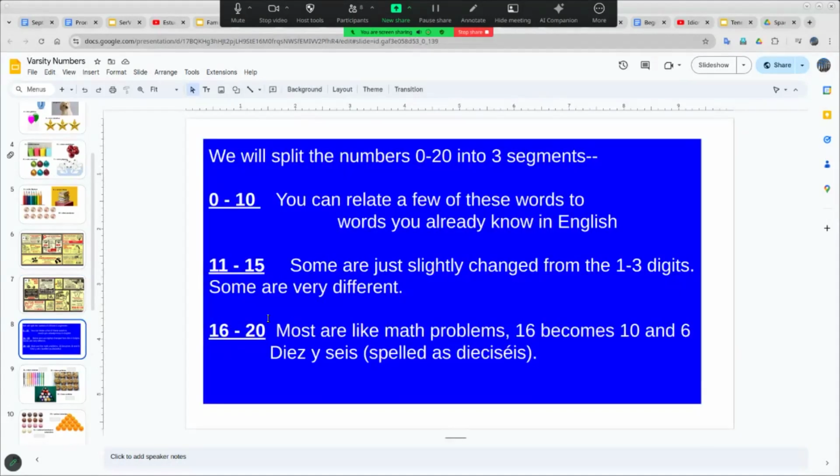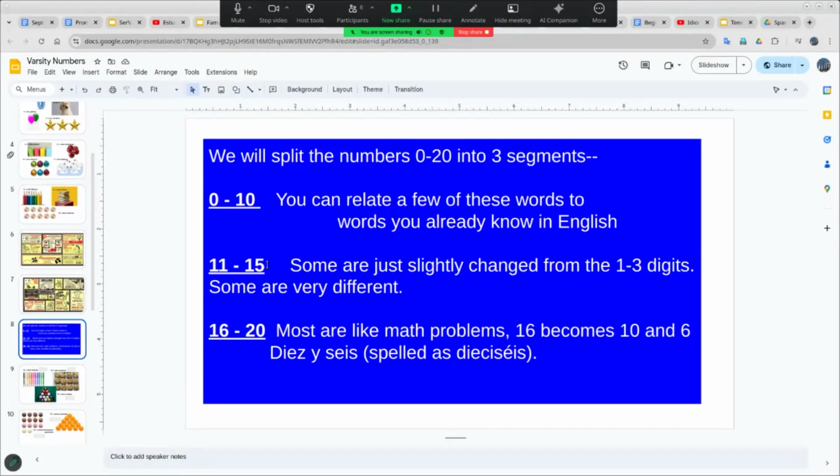Okay. We're going to split these in some segments. The 0 through 10, you can often relate some of these words to some words you know in English, right? Like dos, our idea of dual, like dual screens. Anything that's dual, that English word comes from the dos that you hear. A tricycle, tres, 3 wheels. Once you get beyond the 10, we're going to segment that into a separate section.